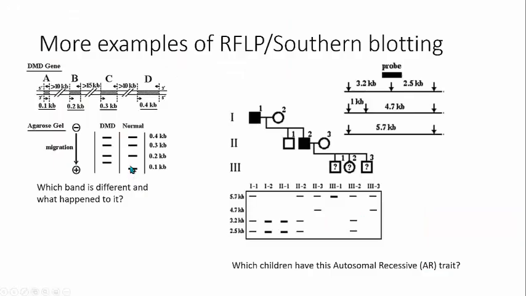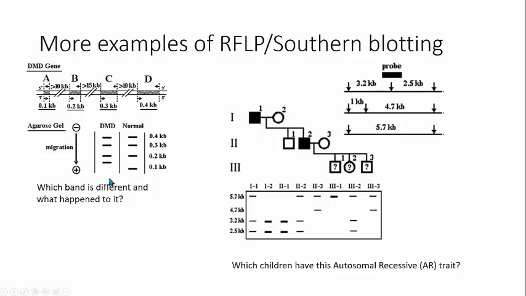This is more on RFLP mapping and Southern blotting. Remember, we went over this in class. The short form is you need to look for changes in size of the DNA. If the DNA goes up in size, as it does in this diseased patient relative to the normal for the lower band, that means there's an insertion.